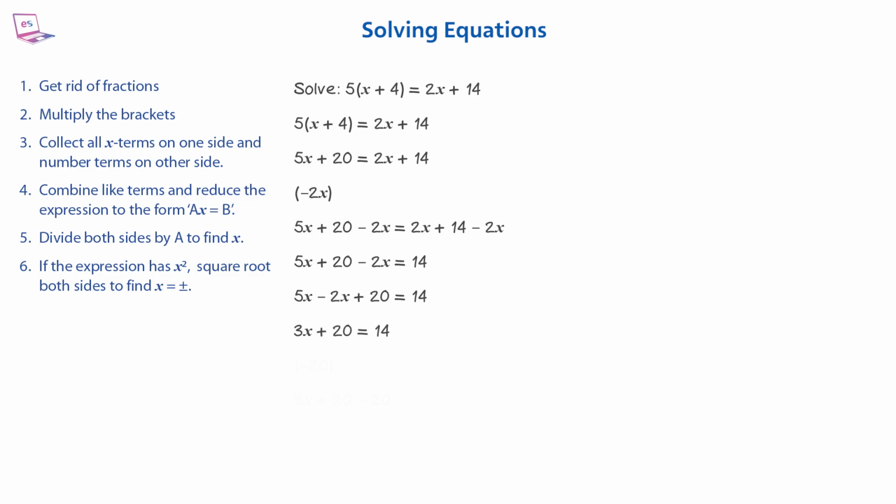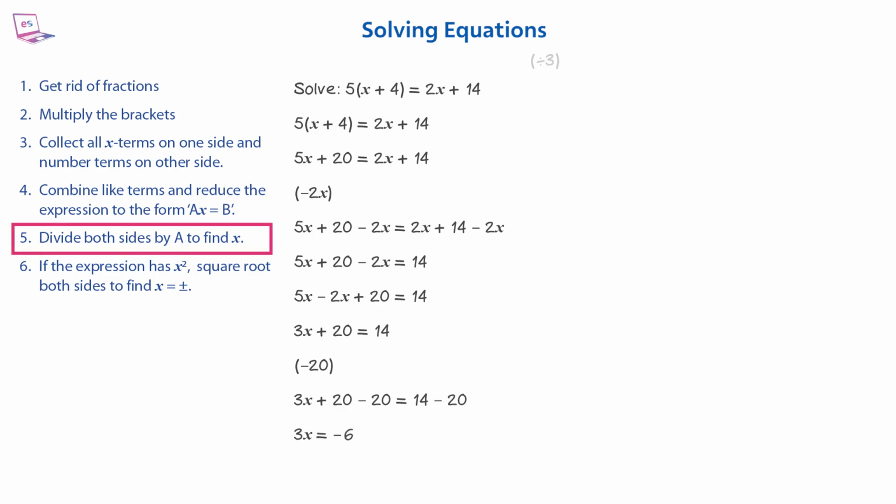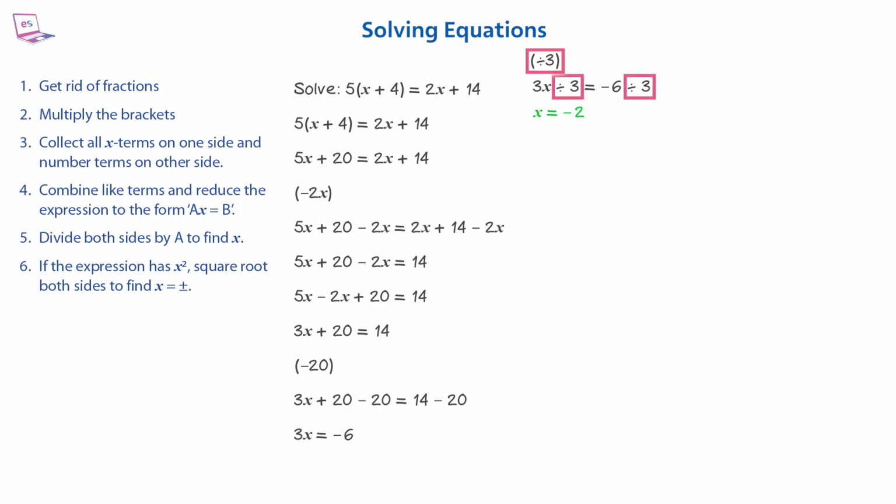To reduce the expression to the form ax equals b, let's get rid of the number 20 by subtracting 20 from both sides. We get 3x equals minus 6. Finally, let's divide both sides by 3 as told in step 5, to find the value of x. 3x divided by 3 equals x, minus 6 divided by 3 equals minus 2. On solving the given equation, the value of x is minus 2.